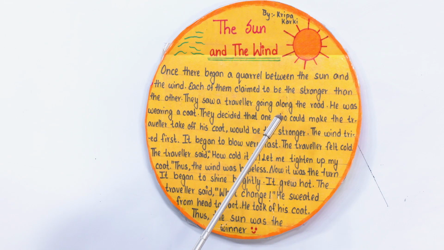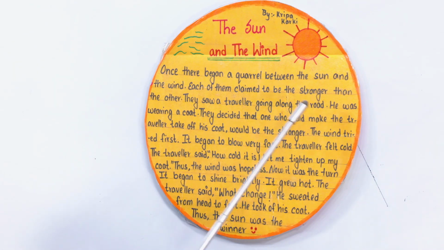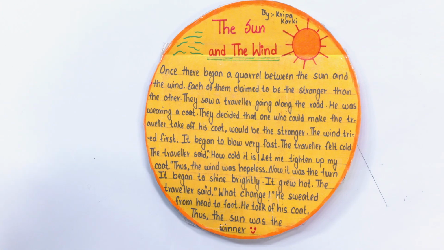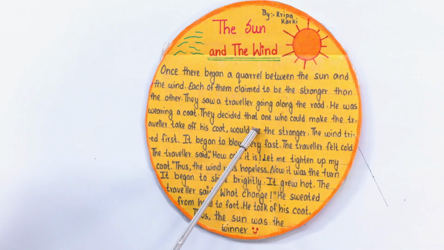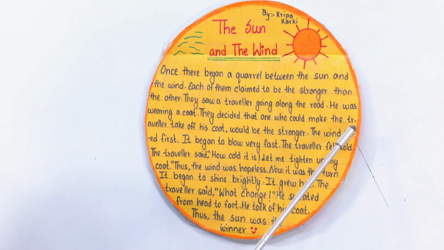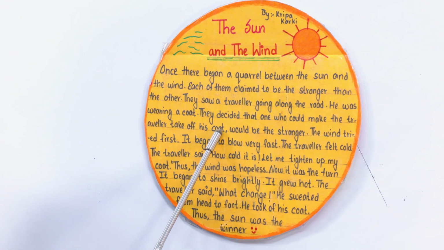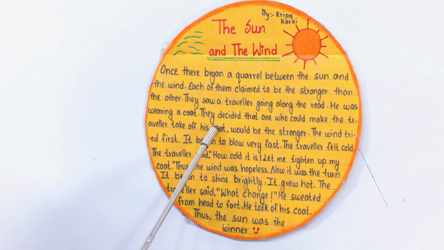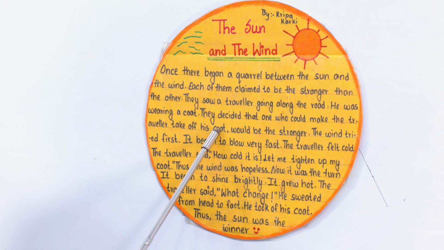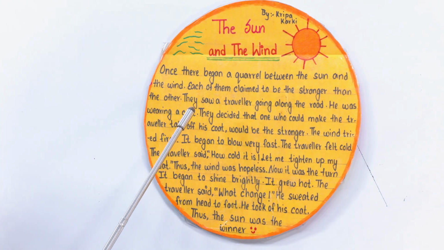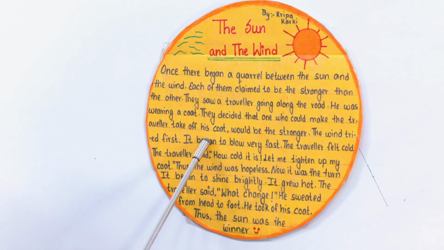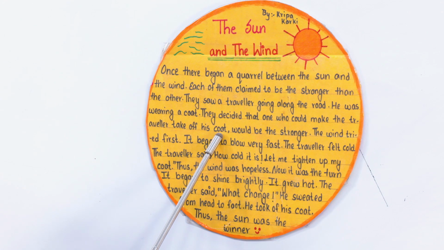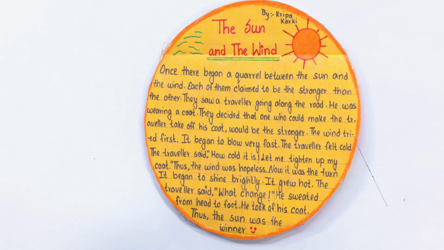And then what happened? Can you make a guess? Did they stop fighting? Let's find out. He was wearing a coat, just like mine. They decided that the one who could make the traveler take off his coat would be the stronger. They were having a fight, an argument. They were arguing that one is superior to the other. So they decided, looking at the traveler, who is the superior one. Then the winner would be chosen like that.